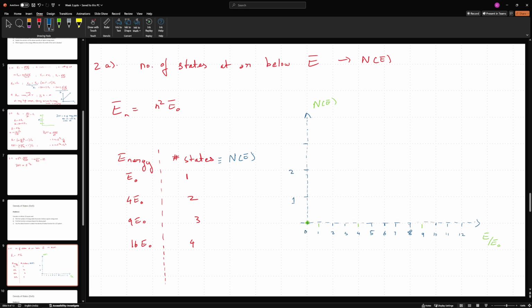So when n goes to 1, my number of states at or below is going to be 1. Then at E equal to 4, this is going to be here. And at 9, we are going to reach 3.